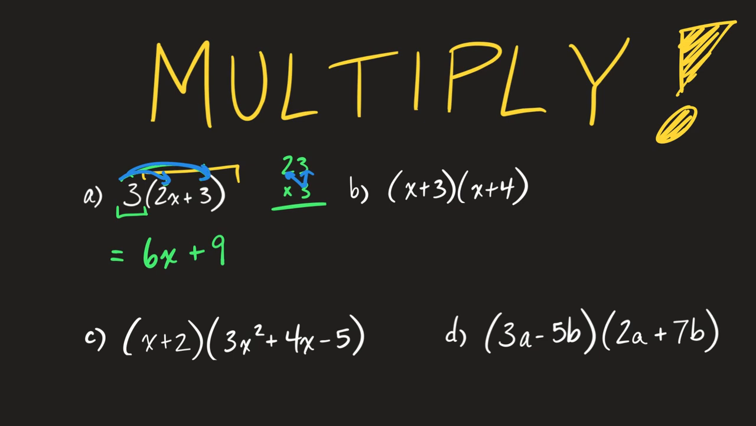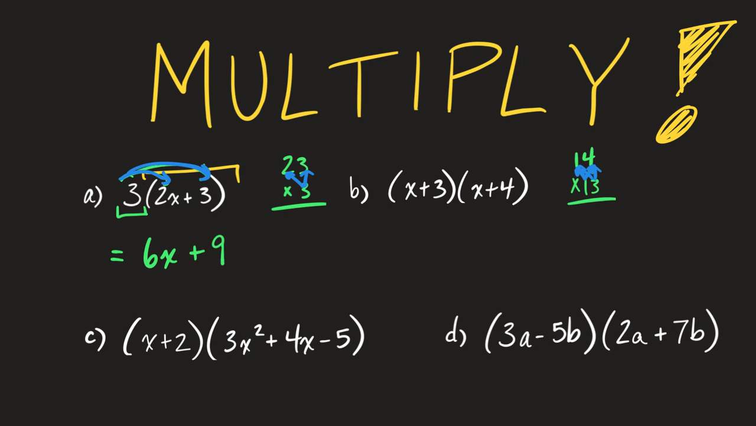Take a look at B. If I'm going to now multiply x plus 3 times x plus 4, then that would be like a 14 times a 13. And I would eventually have to take all parts of the 13 and multiply it by all parts of the 14. That's all I'm doing here.